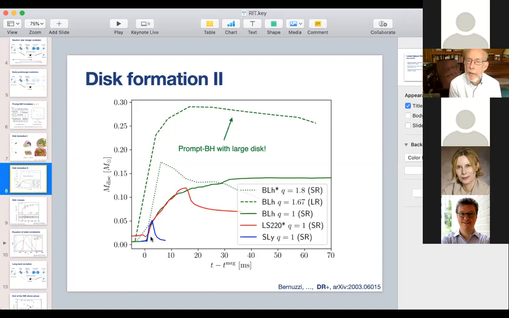So here, first, this is not addressing your question directly, but I want to clarify a point. Here, what we find is that if you look at the behavior with these three different equations of state, the evolution of the disk mass with time is very weakly dependent on the equation of state. So where the equation of state enters is in setting the time for collapse of the central object.